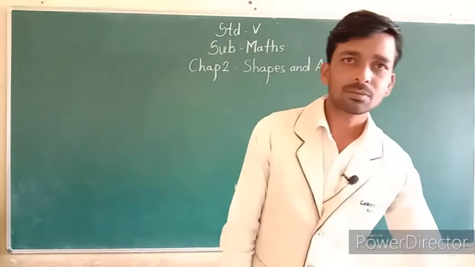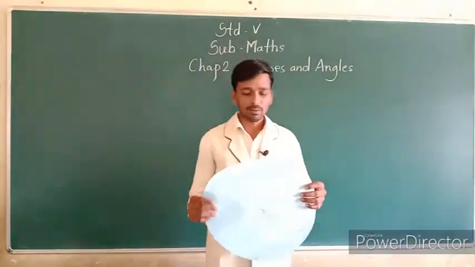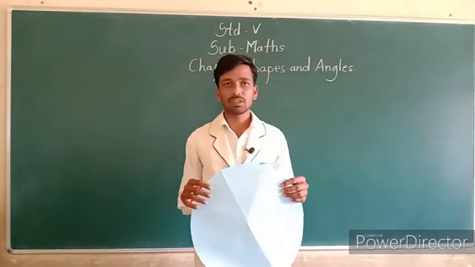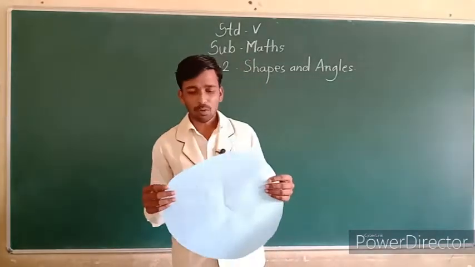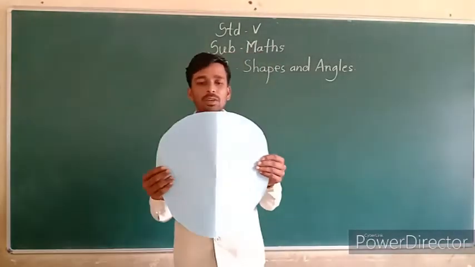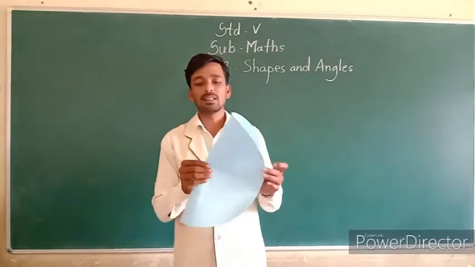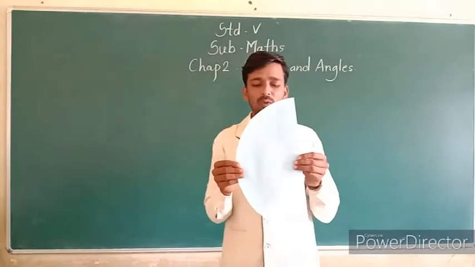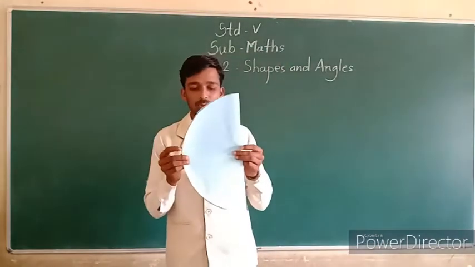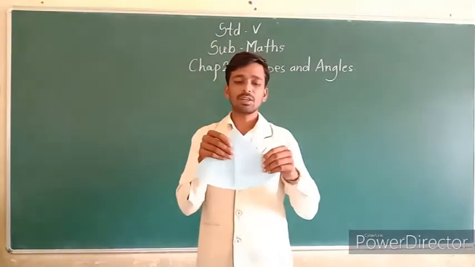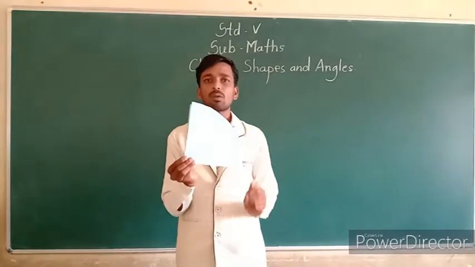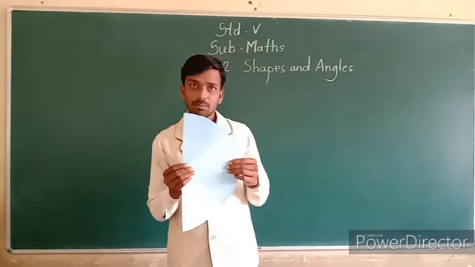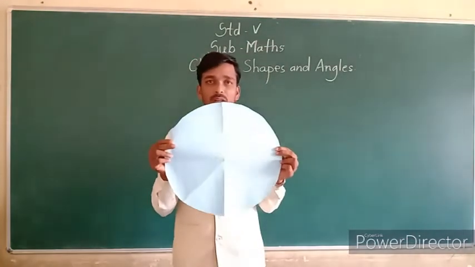What we do? See, I will draw. I will cut. I will use card sheet paper for this circle. Okay. First of all, what we do? First, we can fold this paper like this in half. You can fold this paper in a half. Then once again you can fold this paper in a quarter. This is called quarter. This is called half. This is called circle, whole.